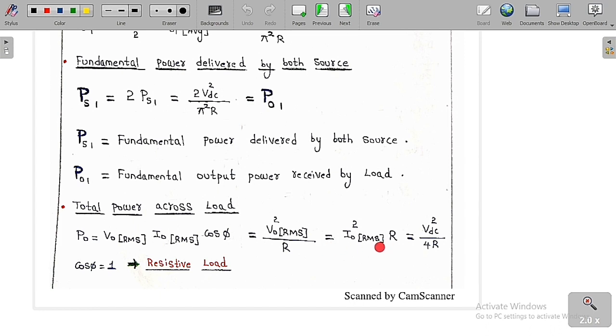And the I0 RMS value we also know, which is the peak value itself. So simply we can say that here you know the peak values of both the graphs. You can substitute and do the simplification. We are going to get finally VDC square by 4R. So this is the overall average power consumed by the load.